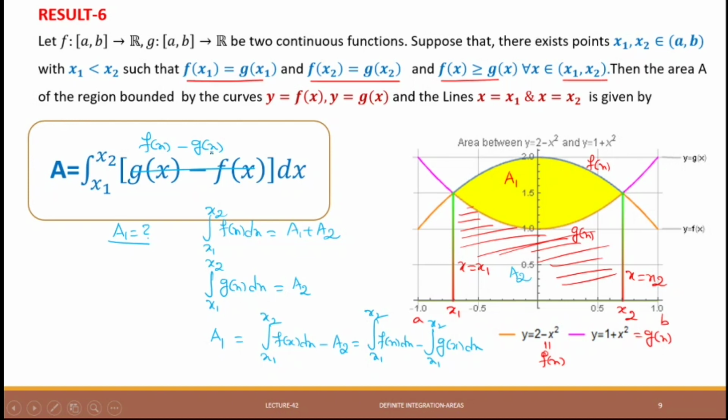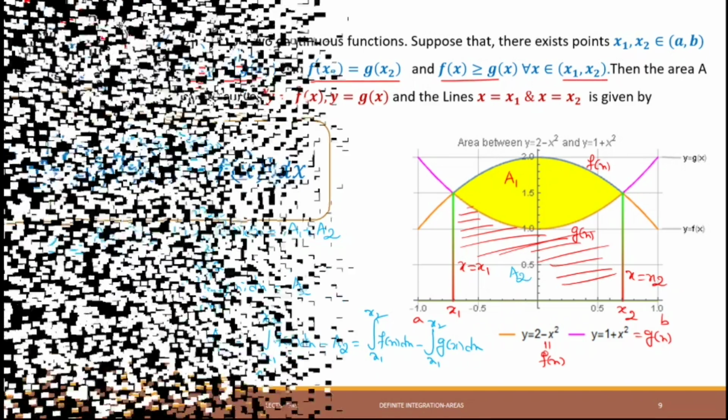Hope you have understood the result both mathematically as well as graphically. Let us discuss some problems based on the results which we have proved so far. Here is the problem.